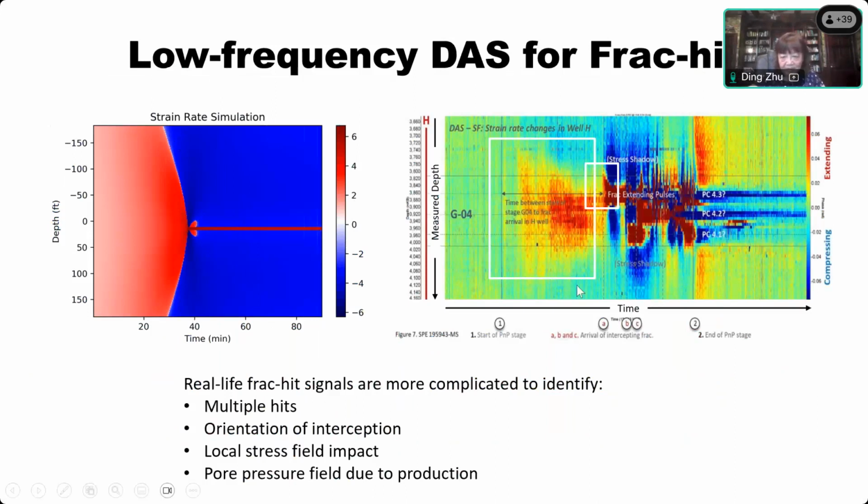Now, if you look at the real life picture, the one on the right, you can hardly see a heart shape or cone shape or whatever shape you want to call it. So just by looking at the shape it becomes a much bigger challenge. And I'd say a lot of people publish their interpretation. With your imagination, you can probably separate those signals and call them frac hits.